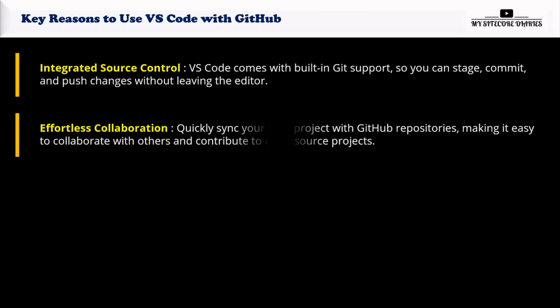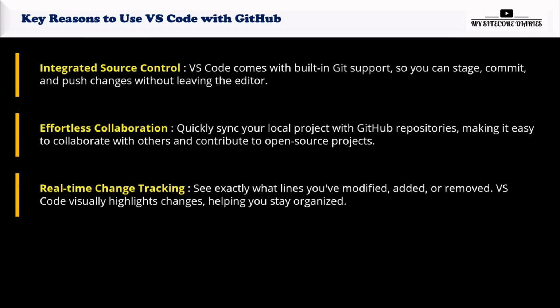Second point is effortless collaboration. You can quickly sync your local project with a GitHub repository, making it easy to collaborate with others and contribute to open source projects. Third point is real-time change tracking. You can see exactly what lines you have modified, added or removed. VS Code visually highlights those changes, helping you to stay organized.